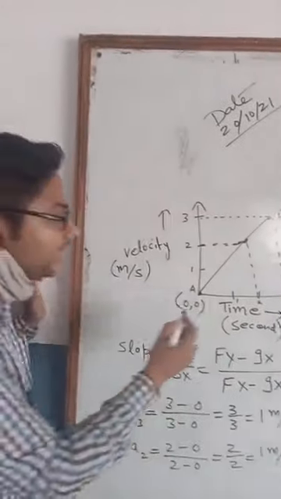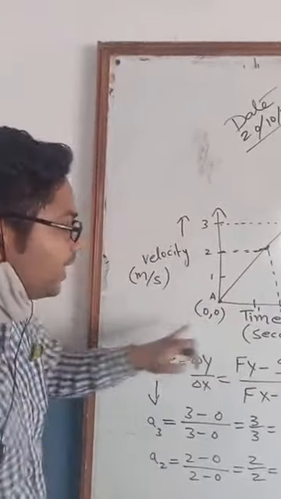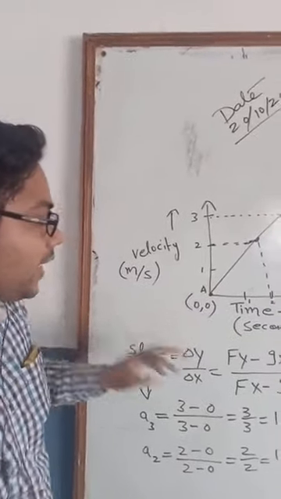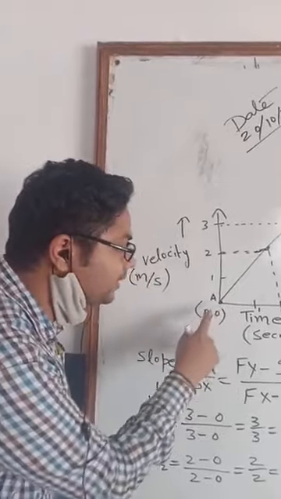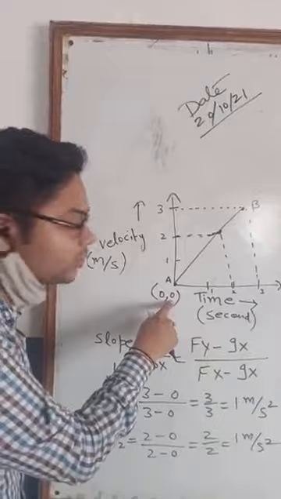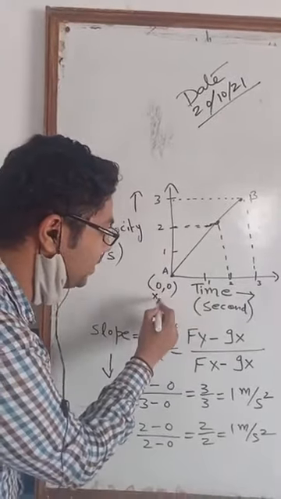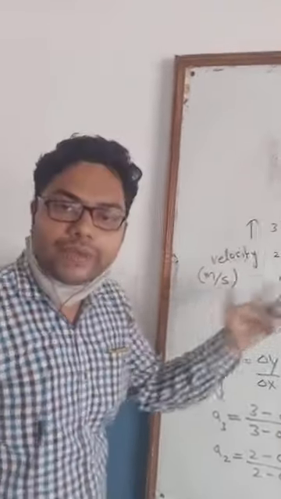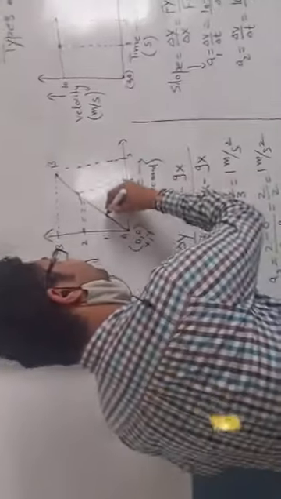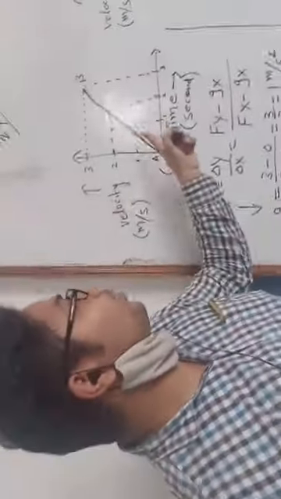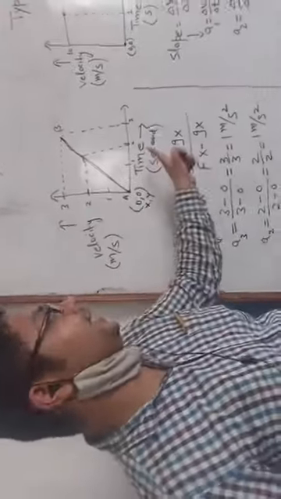And as we know, the starting point of any graph is always 0, 0. What does it mean? It means that at this point the x-axis value is 0 and the y-axis value will also be 0. Now we have to analyze this graph. So first of all, we will see this slope. This line represents a slope, but this slope is formed between velocity and time.